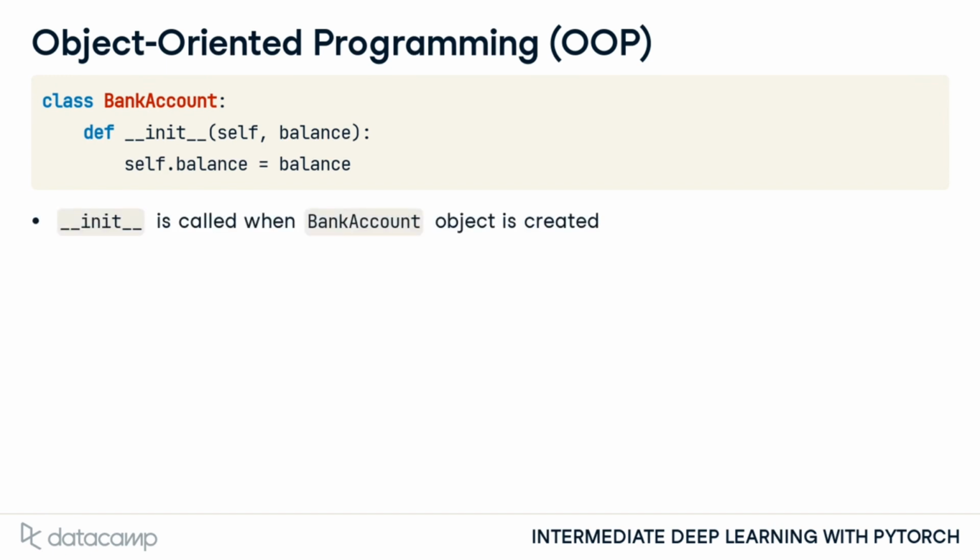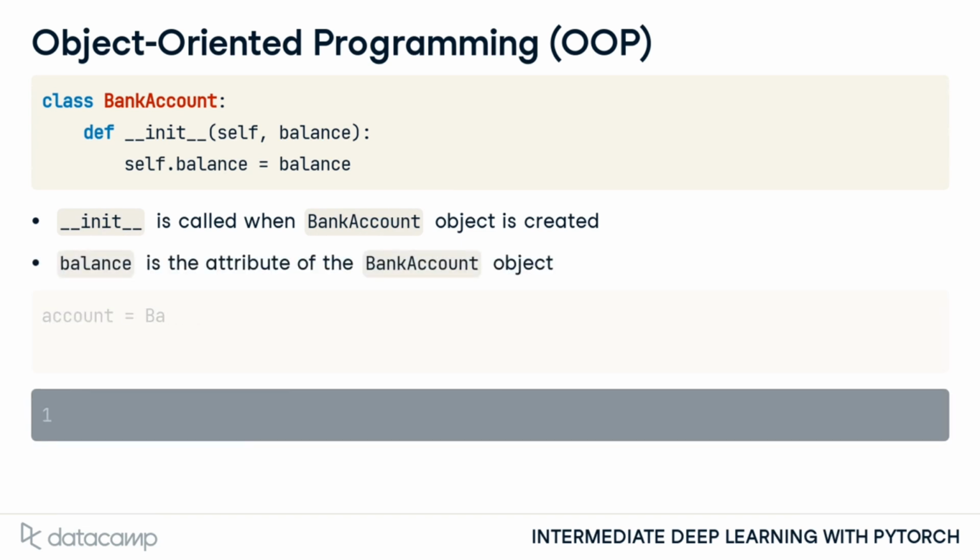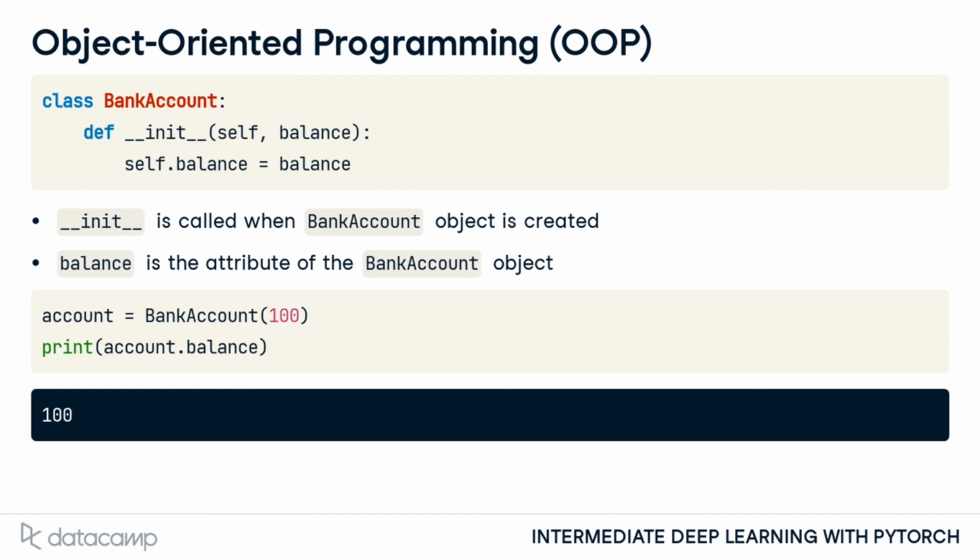We implement the init method inside the class definition, which is called when the BankAccount object is created. It is written with 2 underscores on either side, takes 2 arguments, self and balance, and assigns balance to the object itself using self.balance. This way, the balance becomes the object's attribute. We can now create a new account object with a balance of 100 by calling BankAccount with argument 100 and assigning it to account. We can then access it with account.balance.